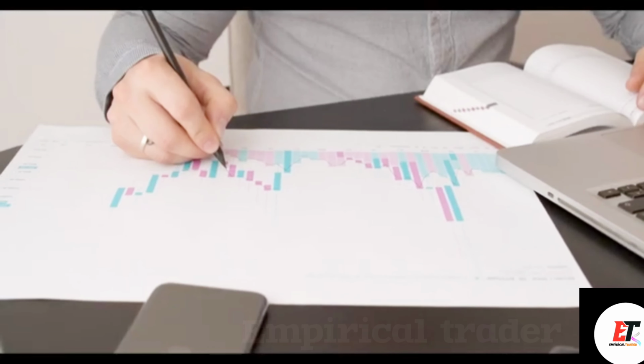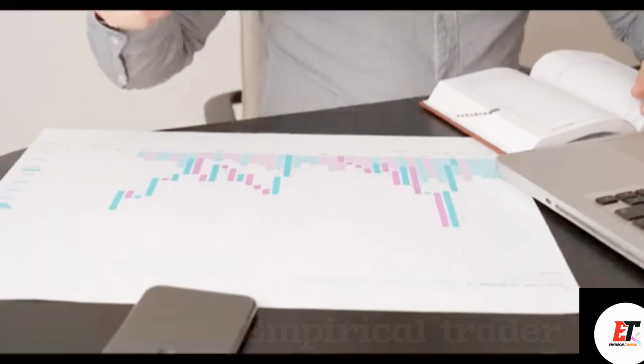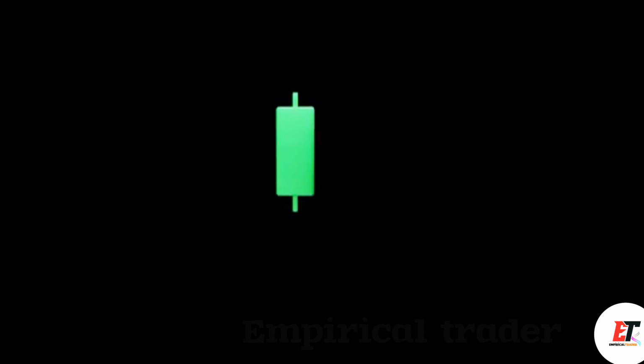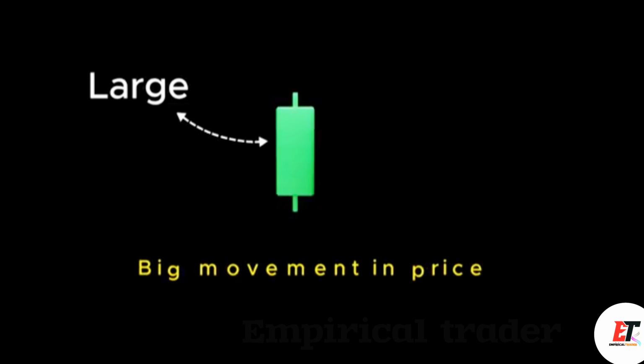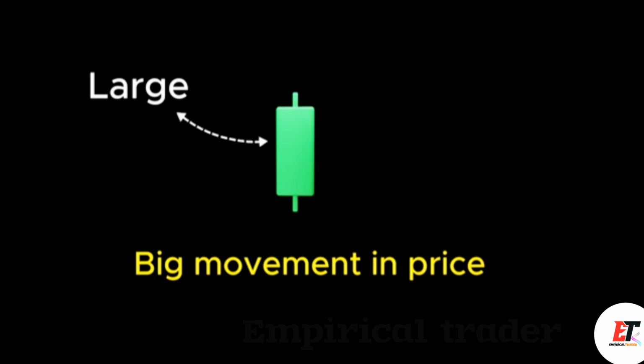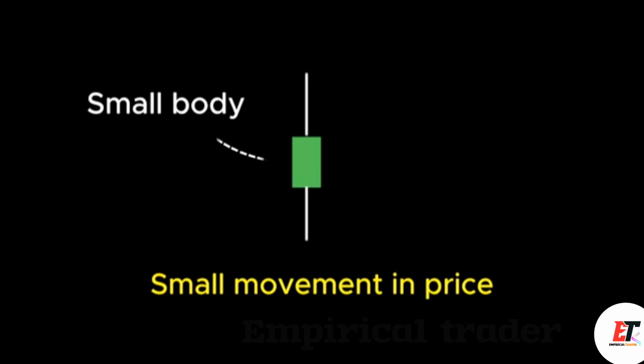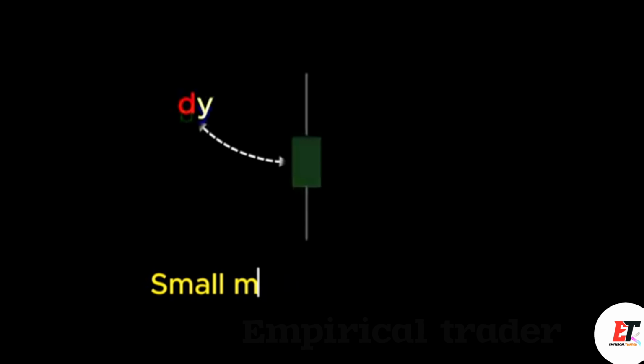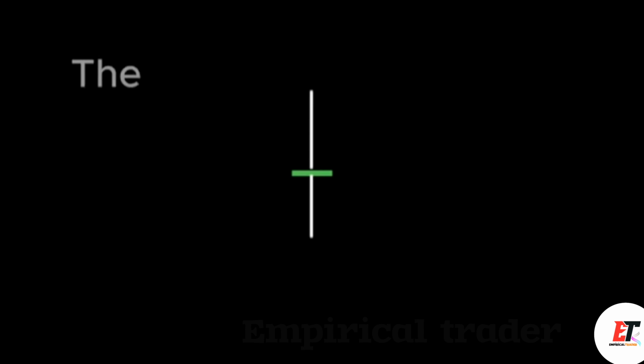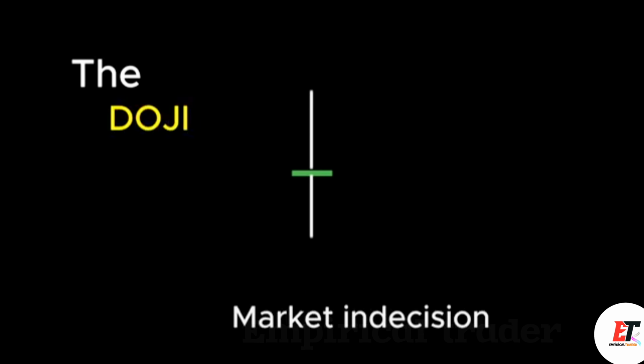The size of the candlestick body is a key indicator of momentum. A larger body suggests momentum gain, as the price covered a substantial distance during the period, while a smaller body signifies momentum loss, indicating that the price moved a shorter distance. A particularly small or non-existent body, known as a doji, reveals indecision in the market.